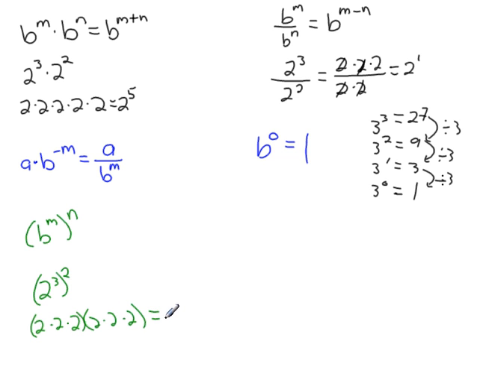6 2's in all. The shortcut for that is just multiplying these two things together. So when you have a power to a power, you multiply. That's b to the m times n. That's kind of a sloppy n there. All right, so power to a power, multiply.